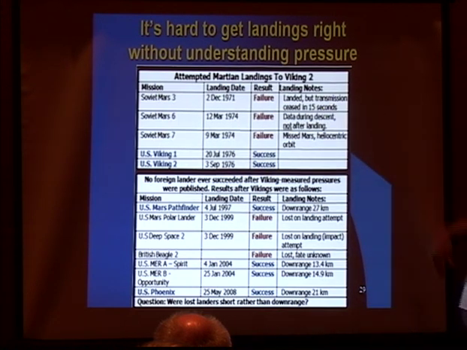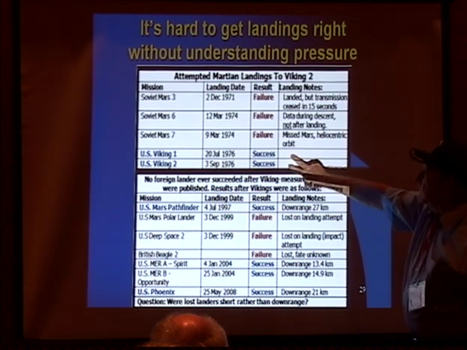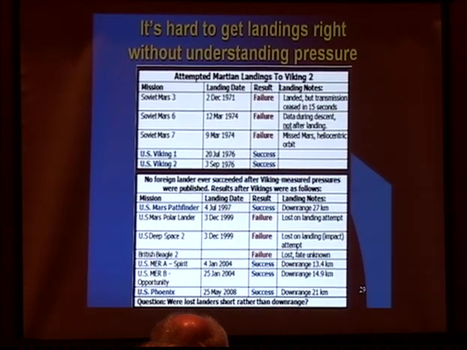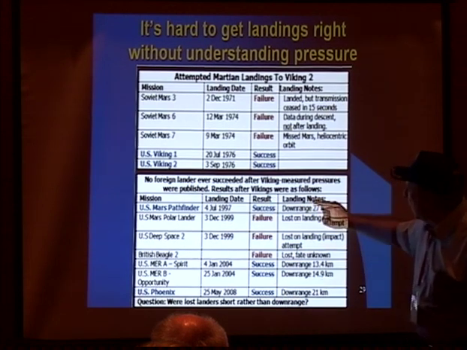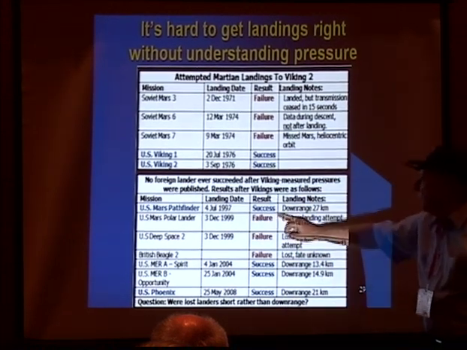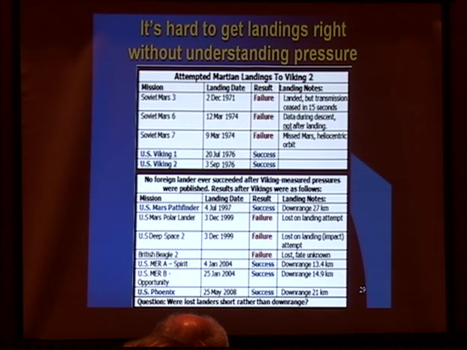Okay, attempted landings on Mars. It's hard to get landings right if you don't understand pressure. Up to Viking 1, three Soviet failures, then the two Viking successes. What happened after the Vikings? Four attempts to land. Four successes, every one of them downrange. Three failures, we don't know why, lost, maybe short. But if you don't know the pressure right on Mars, you're going to screw up. Next.